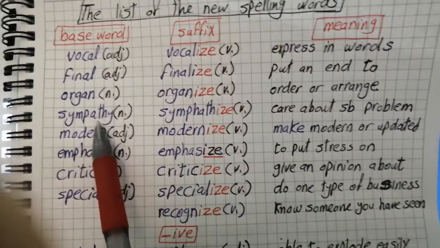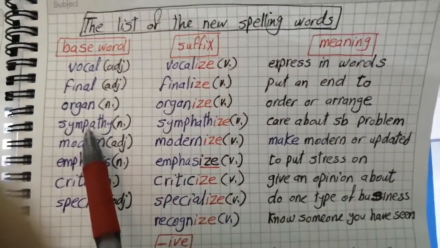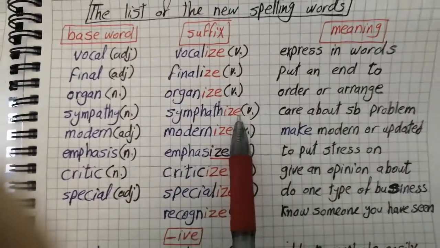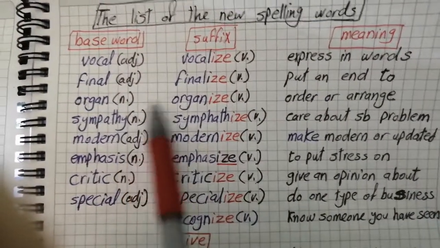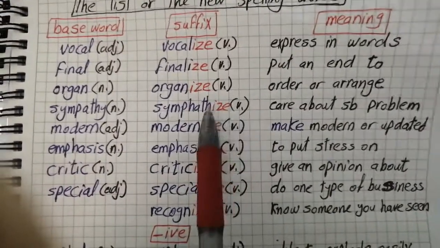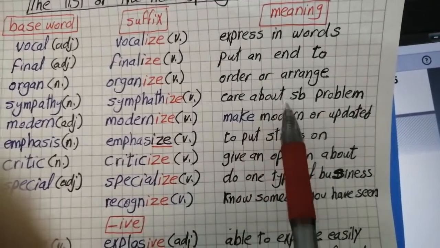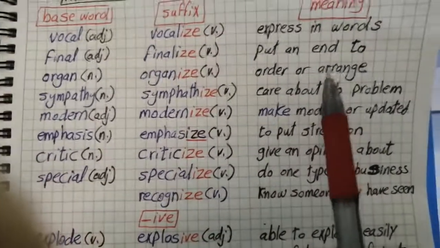Sympathy is a noun. Sympathy here means to show feelings for the others, to feel for them. And when I add ize suffix, I change it from a noun into a verb. Sympathize. And sympathize here means to care about somebody who has a certain problem.